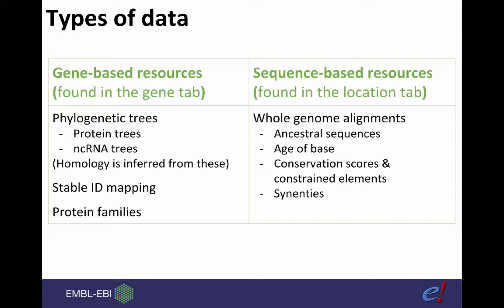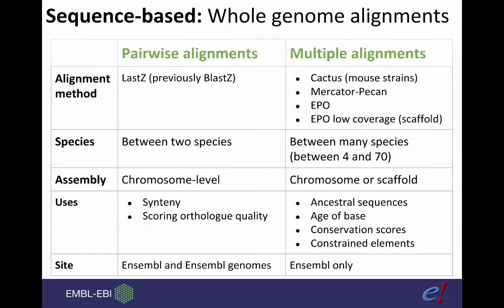As I said previously, this is part 2. The first part of this video series was on gene-based resources, so looking at phylogenetic trees and how we infer homology, including orthology and paralogy, stable ID mapping and protein families, and you can find this video on our YouTube channel. Today we're going to be looking at sequence-based resources, which are found in the location tab. These are whole genome alignments, both pairwise and multiple. These are used to infer ancestral sequences, age of base, conservation scores and constrained elements, and synteny, which we're going to go into in a bit of detail now.